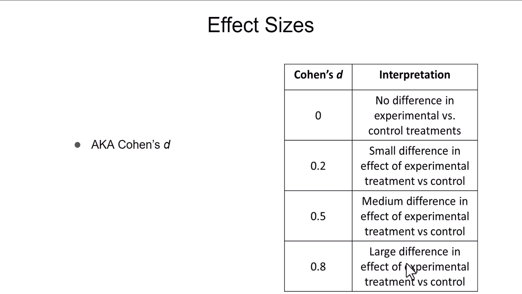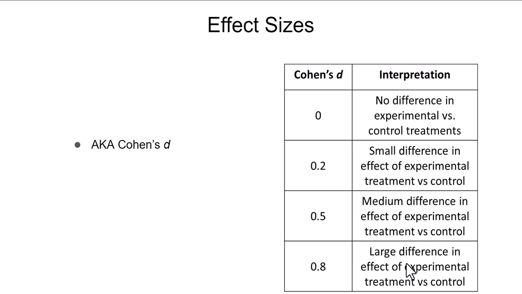So, if you see a Cohen's d listed as 0, you can be assured that there's no difference between experimental and control treatments. Okay, if Cohen's d is 0.2, there's going to be a small difference. 0.5 is considered a medium difference, and you should know that with a Cohen's d greater than 0.8, you would expect a large difference in effect of experimental versus the control group.